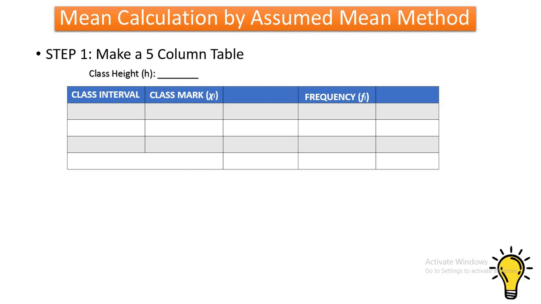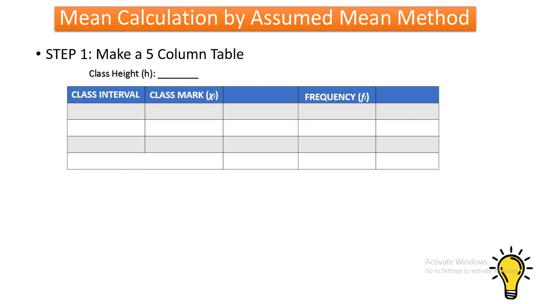This we have also done in the previous video. This is denoted by xi. This is calculated very simply by taking the sum of the lower limit and the upper limit of the class interval, divided by 2. Now once you are done with this, in this method, as the name suggests, you have to assume the mean. Did we assume the mean till now?